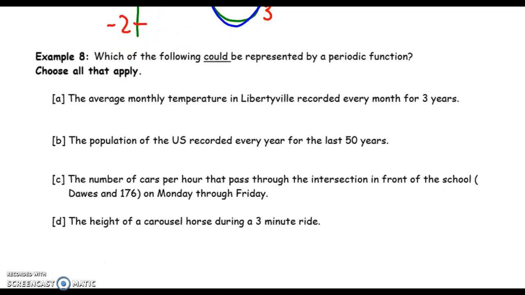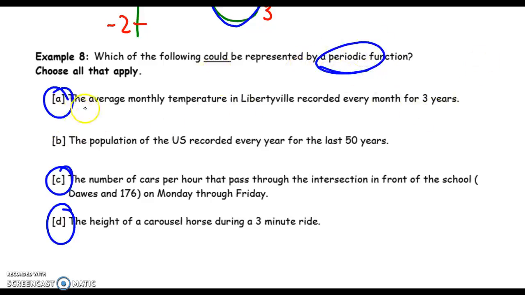All right, last but not least, which of the following could be represented by a periodic function? So read these choices and choose your answers. Did you get A, C, and D? Hopefully. Again, remember, a periodic function is something that's repeating over a cycle. So the average monthly temperature in Libertyville recorded every month for 3 years. You're going to go through the cycles of seasons. So you're going to have similar temperatures that are repeating.